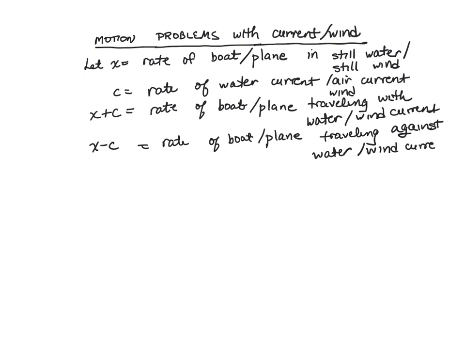Okay, and when it comes to boats or ships, we say that downstream is when we travel with the water current, and upstream is when we travel against the water current. That's all we need to remember. And we should also remember that, just like the motion problems we did last time, rate is equal to distance over time, or time is equal to distance over rate. So keeping that in mind, we're ready to go over our first motion problem with current and or wind.